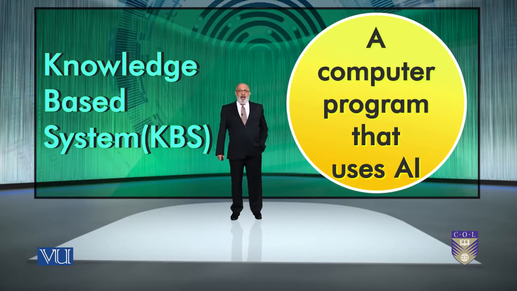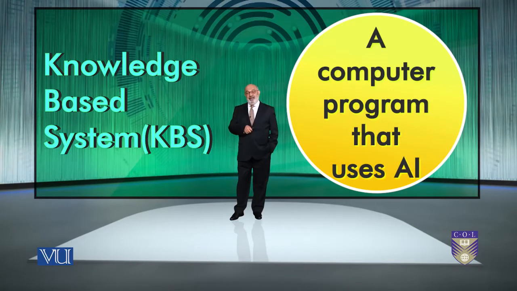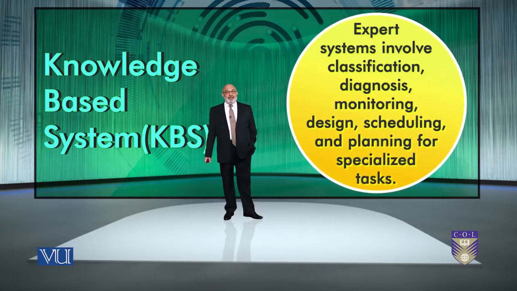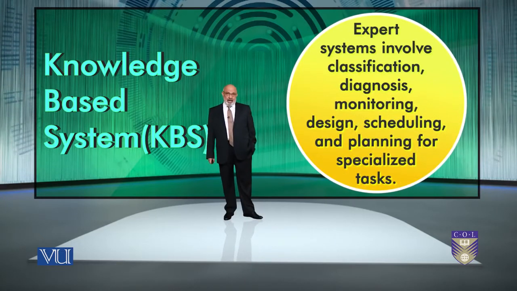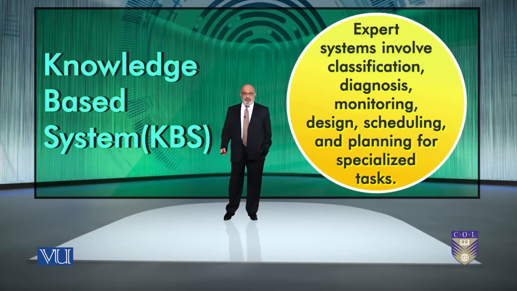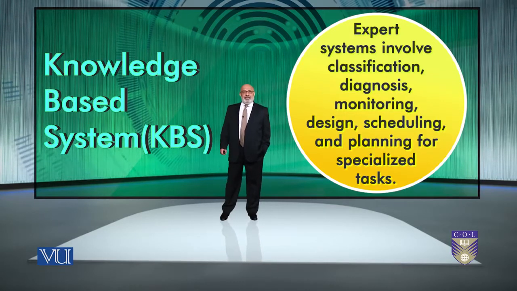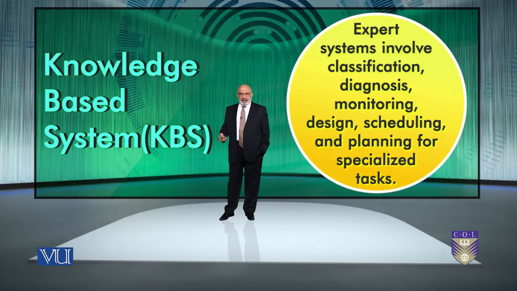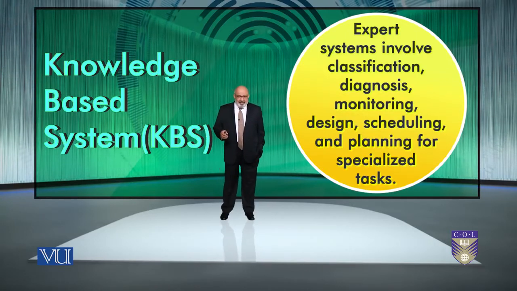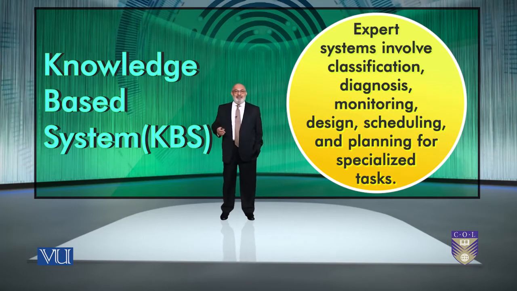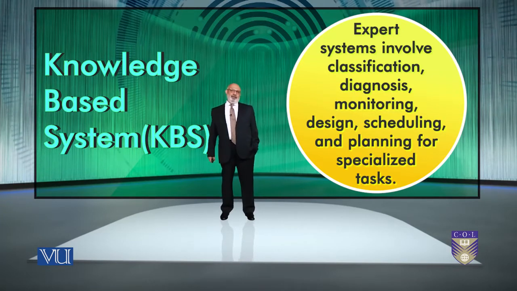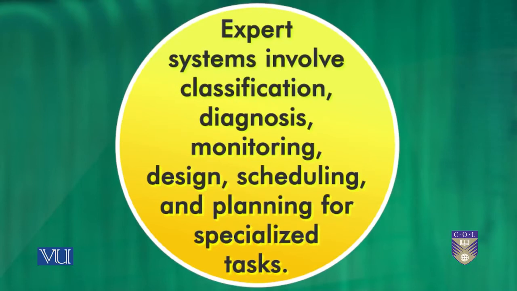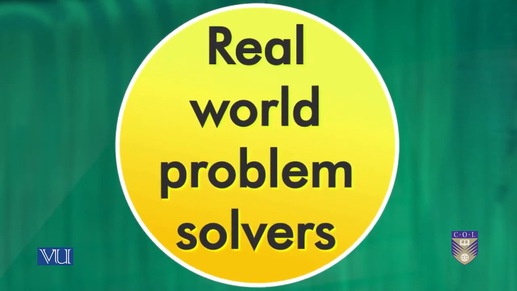One of the basic efforts going on in learning about AI was something called expert systems, right? And expert systems, we'll come to that and discuss a lot more on that. They involve classification, diagnosis, monitoring, designing, scheduling, and planning for specialized tasks. And why do we call them expert systems? These are computer programs that use artificial intelligence. So knowledge-based systems are essentially real-world problem solvers.